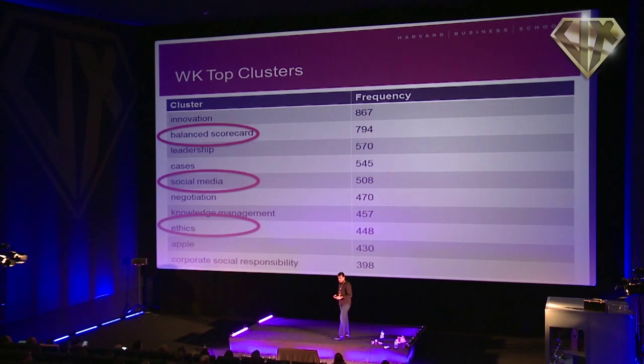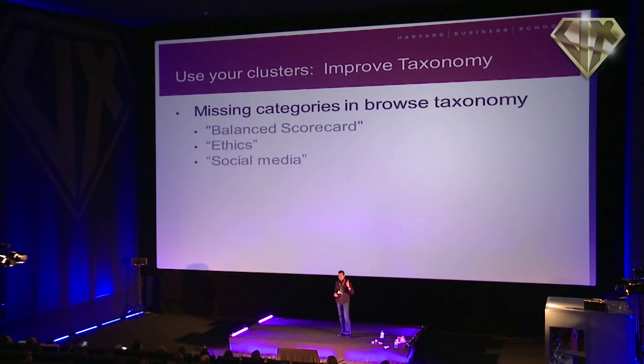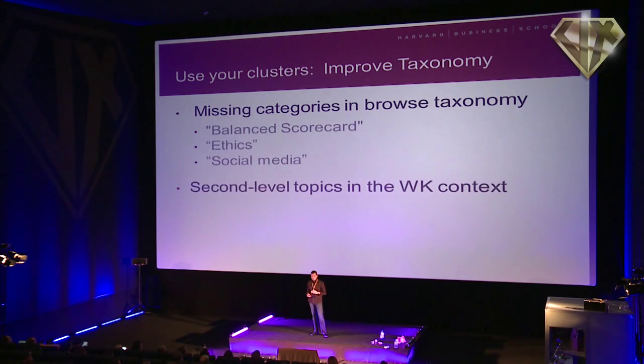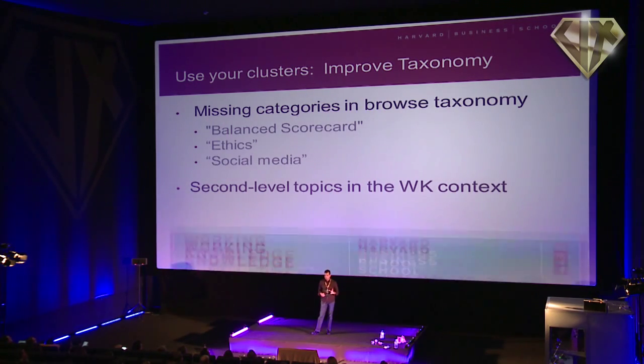But what was surprising were these three clusters. We found that balanced scorecard, social media, and ethics appeared in the top 10 clusters. So this was something that was important to the user. But these three clusters were actually missing from our browse taxonomy on the website. So we categorized them, and we believe that they belonged in the second level of the topics on the website.